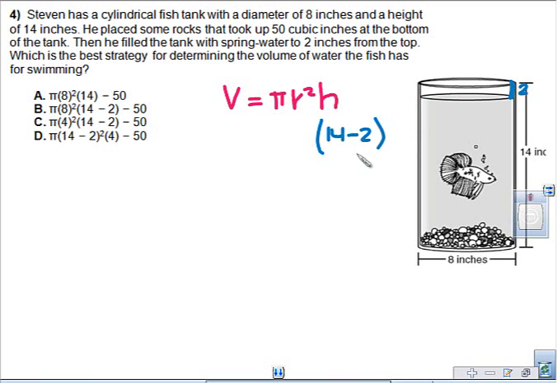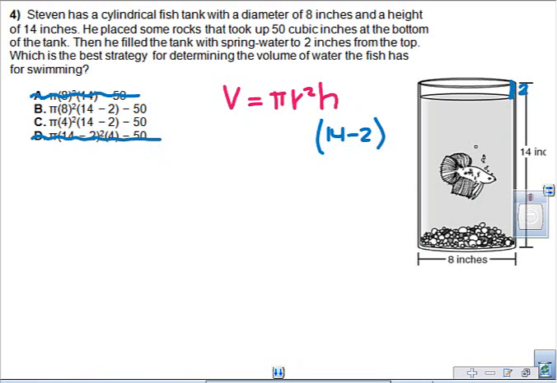14 minus 2. You could say 12, but if you look at your answer choices, none of them have 12, but 3 of them have 14 minus 2 in them. So I'm going to go ahead and mark out A because it does not. Now also D, it has 14 minus 2, but it has it squared. It has it in the place of R. This is the height. So you can mark that one out because it's plugged into the wrong number.